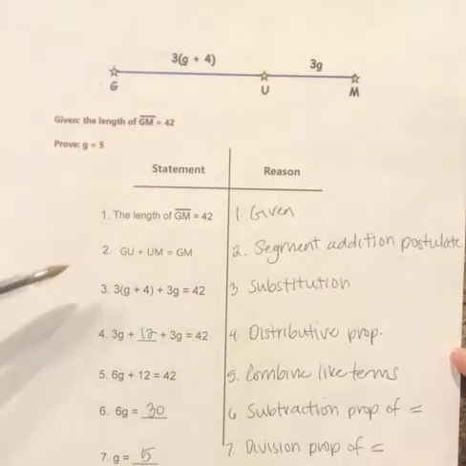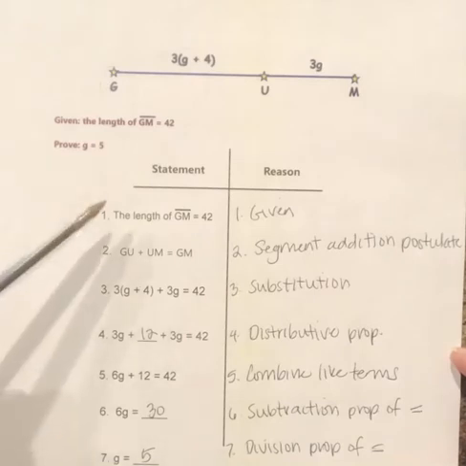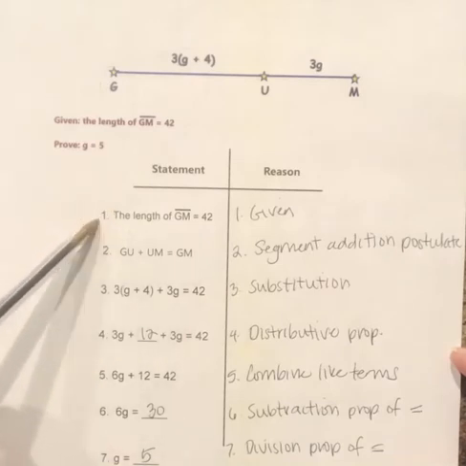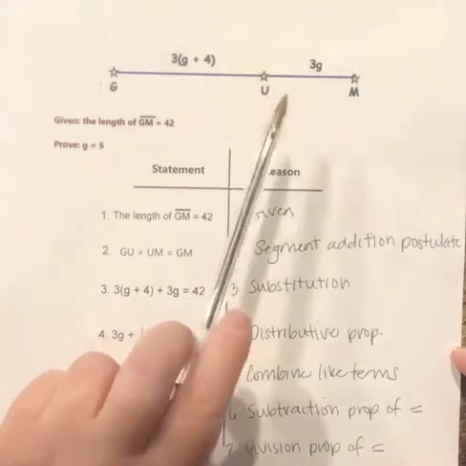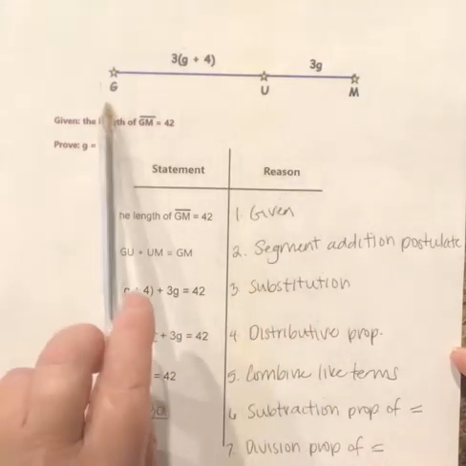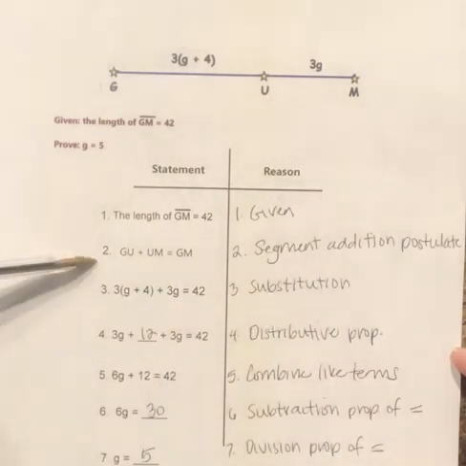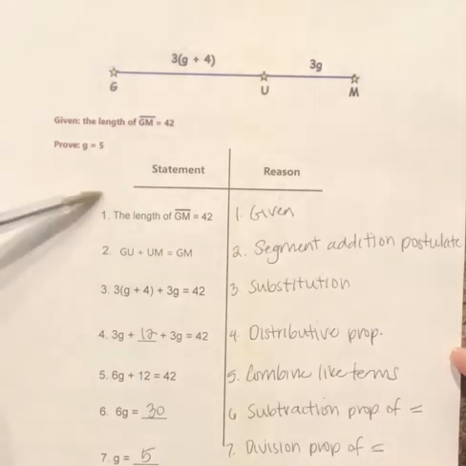This is where I have to think. Can't really jump too far forward. Remember, I said proofs are really, really nitpicky. You have to say everything, even if it seems very obvious. The only thing I know, given the fact that the length of GM equals 42, is that GU plus UM equals GM. That's the geometry there. And the reason I can say that is because of the segment addition postulate.